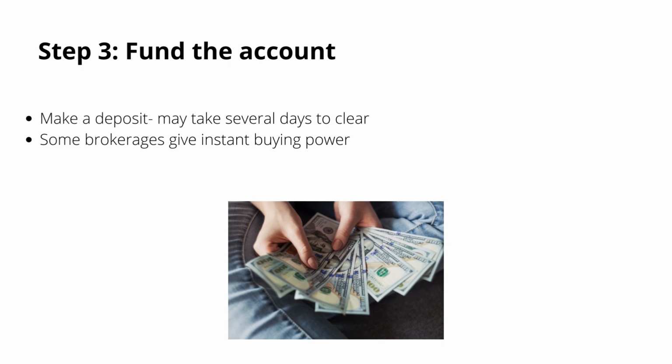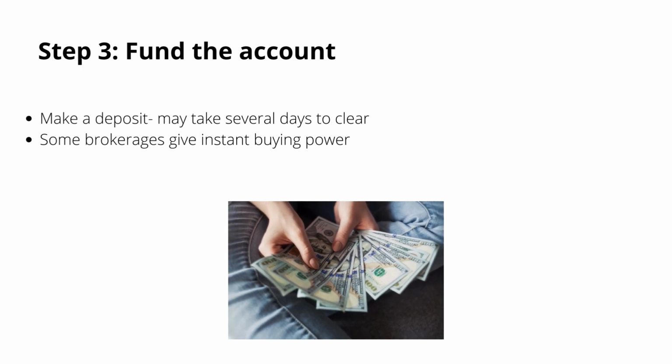All right. Now, step three is going to be to fund the account. So essentially what that means is we're making a deposit into the account so that we can start using those funds to make investments and or trades. Now, with your first deposit, and sometimes your first few, it may take several business days even to clear the account. But there are some brokerages that will offer you instant buying power. One of those I know for sure is Webull. I believe Robinhood also does offer you that instant buying power.